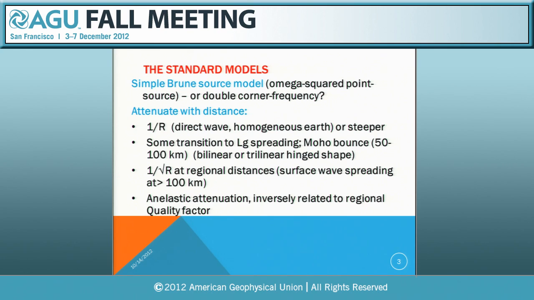Then eventually we start to see some transition to the Lg phase at regional distances, somewhere between 50 and 120 kilometers. We get reflected and refracted arrivals coming in from the Moho, and by the time we get out to regional distances beyond 100 kilometers, we expect waves to attenuate roughly as 1 over the square root of R, a surface wave type spreading. As well as the geometric spreading, the other factor that's important in attenuation is the quality factor, or its inverse, the anelastic attenuation factor.